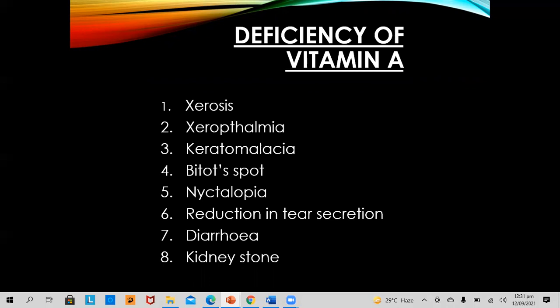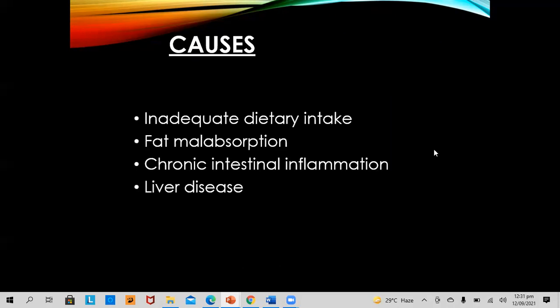Diarrhea and kidney stone. So among these deficiency diseases, you can see that the main brunt of vitamin A deficiency is on the eye, resulting in dryness and many other effects. Then in addition, it causes dryness of the body, diarrhea and kidney stones. Causes of vitamin A deficiency are, number 1, inadequate dietary intake, fat malabsorption, chronic intestinal inflammation and liver diseases.